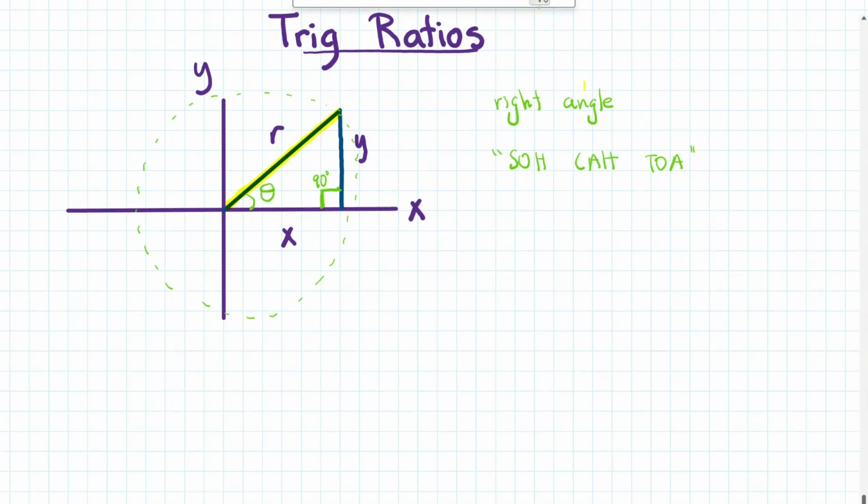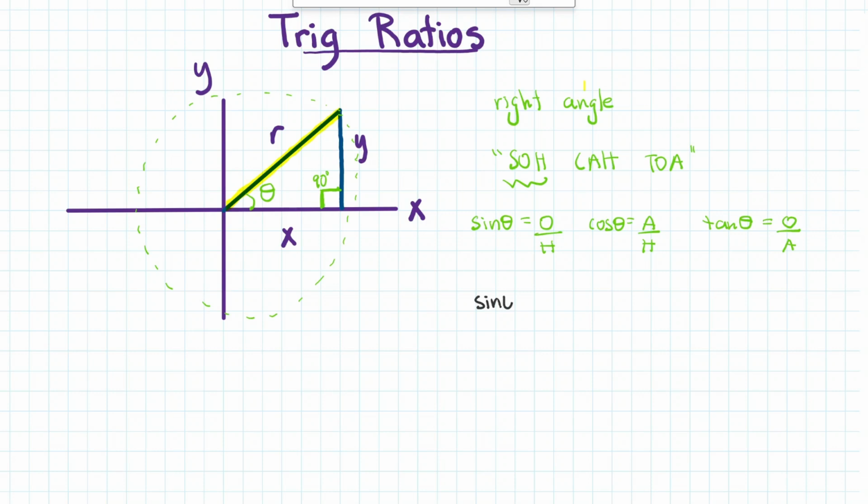So the first part over here says that sine theta equals opposite over hypotenuse. We have cos theta equals adjacent over hypotenuse, and then tan theta equals opposite over adjacent. So we're going to update these ratios, and we're going to write them in terms of our x, y, and r, which is more representative of our unit circle.